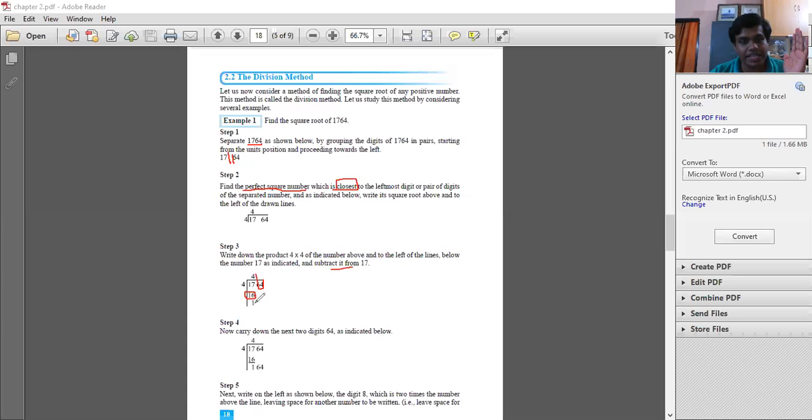4 into 4 is 16, so 1 remaining. Now carry down the next two digits, 64. Basically take these two numbers below. Then it will come as 164.